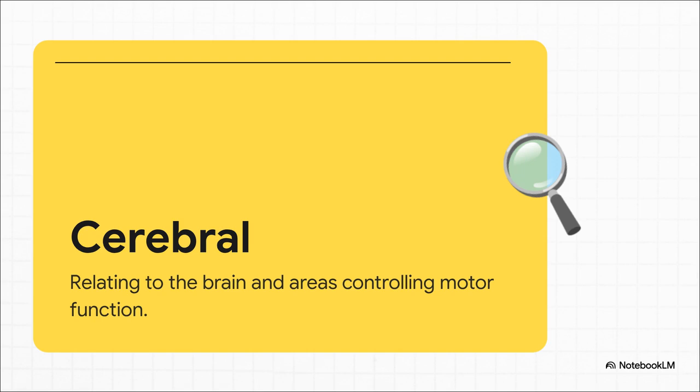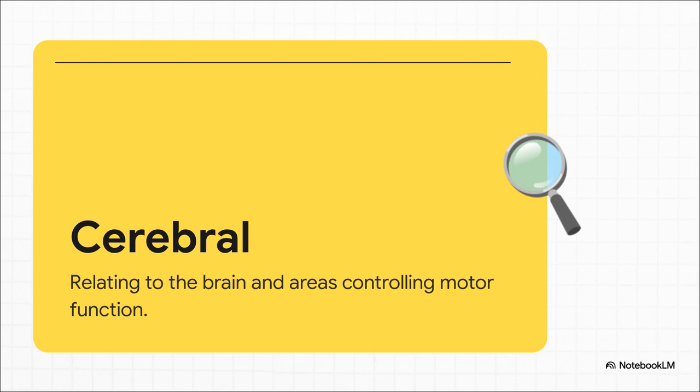Simply put, cerebral means relating to the brain. But in this specific context, it points us to a highly targeted issue, damage or abnormal development in the exact areas of the brain that control motor function. Now, what's incredibly important to understand here is the timeline. This abnormal brain development or damage typically occurs before birth, during childbirth, or very shortly after. We're talking about a timeline when the human brain is at its absolute most vulnerable.